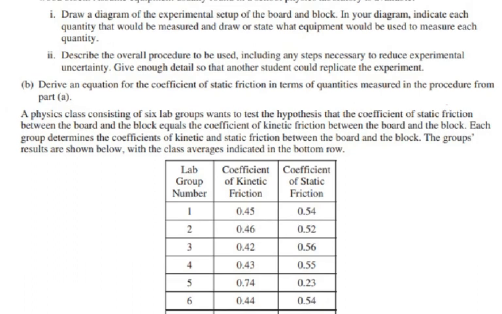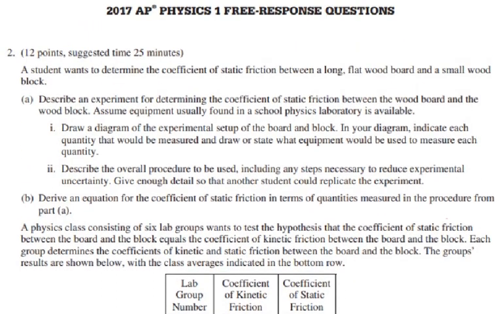And that is all I have for the 2017 AP Physics 1 FRQ exam.